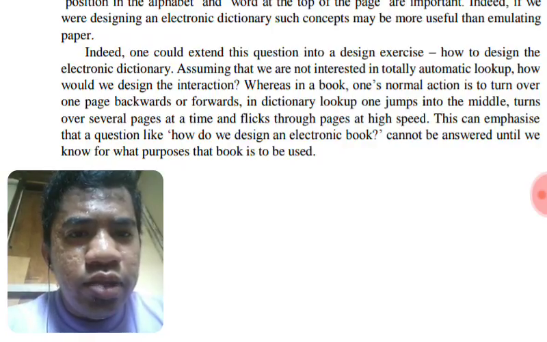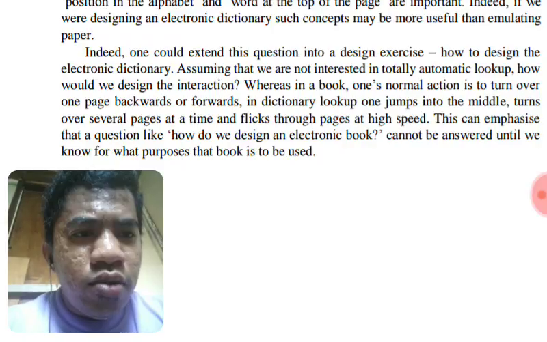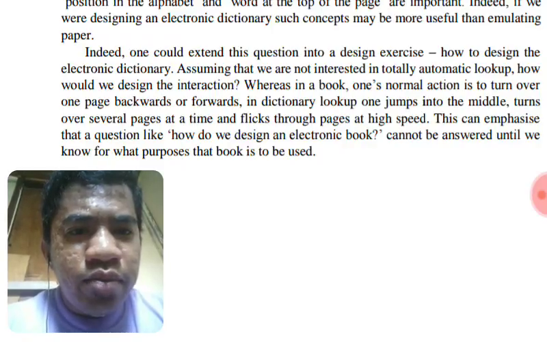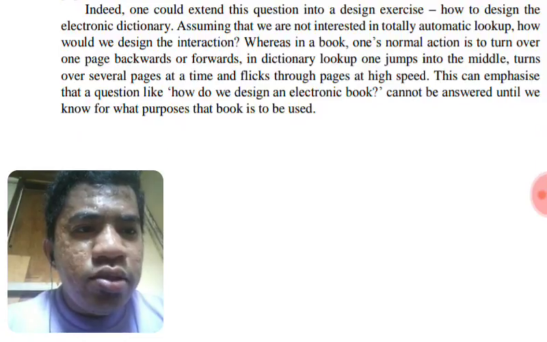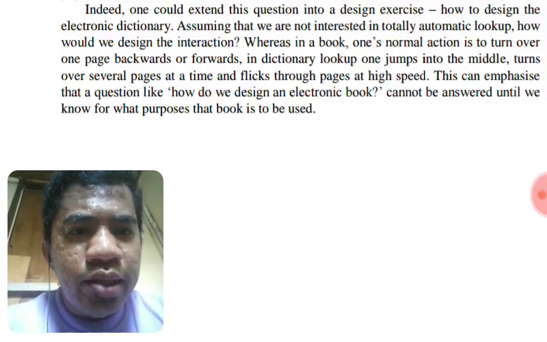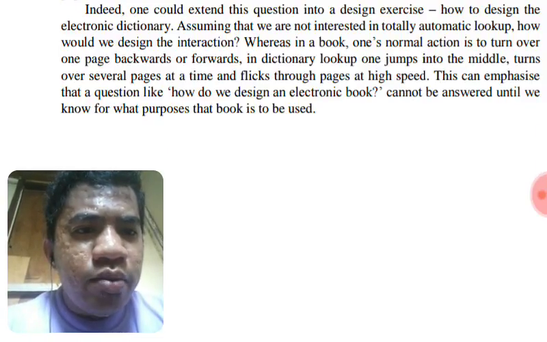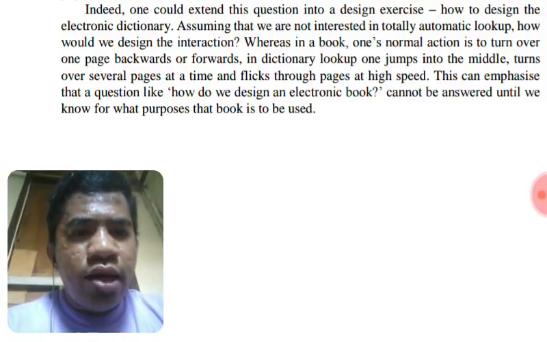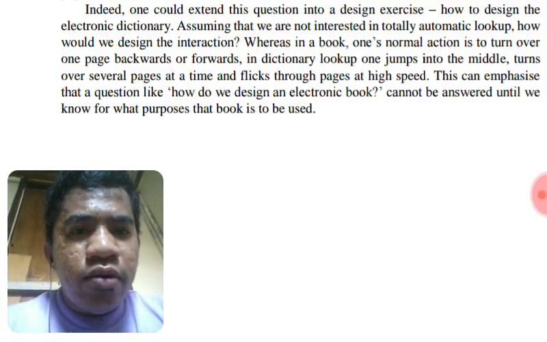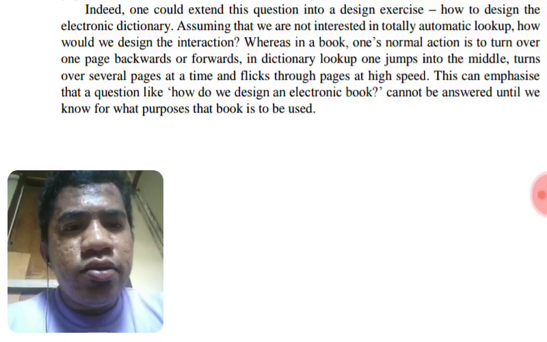How would we design the interaction, where in a book one normal action is to turn over one page backward or forward? In dictionary lookup, one jumps into the middle, turns over several pages at a time, and flicks through a page at a high speed. This can emphasize that questions like how do we design an electronic book cannot be answered until we know for what purpose that book is to be used.